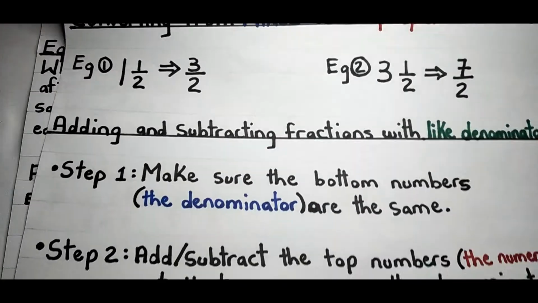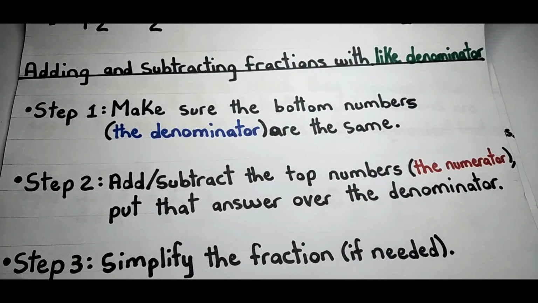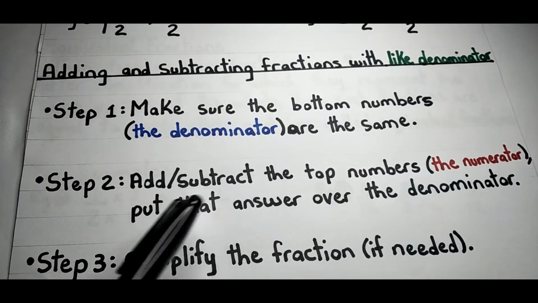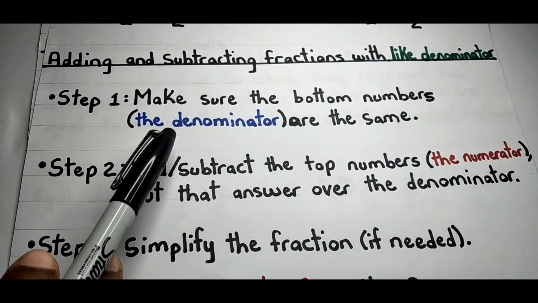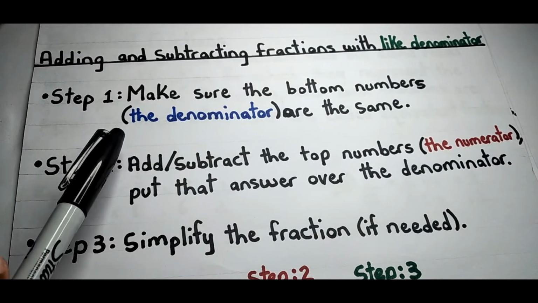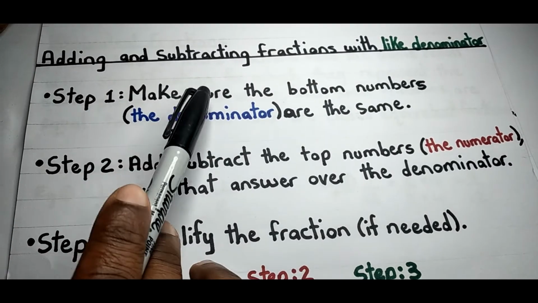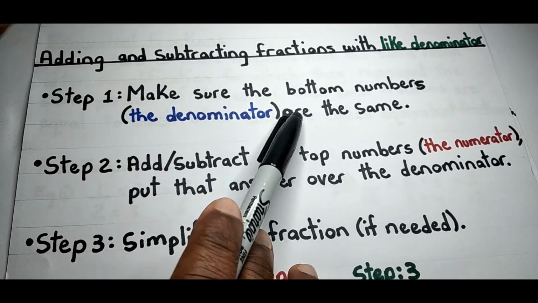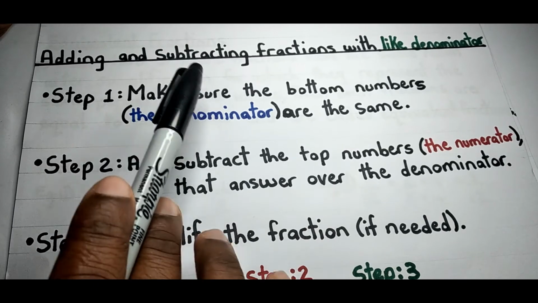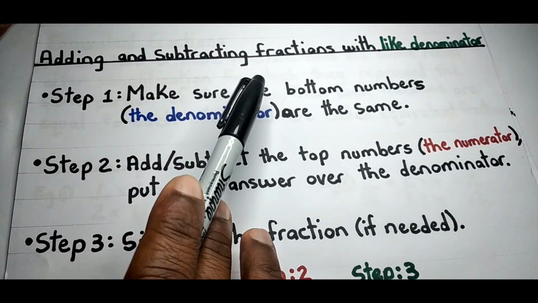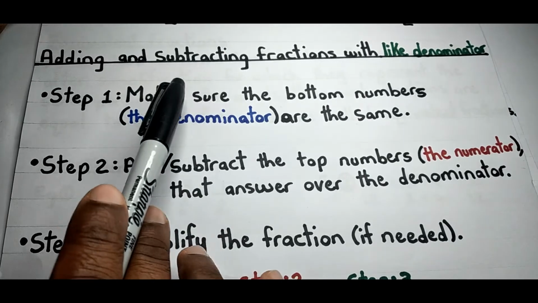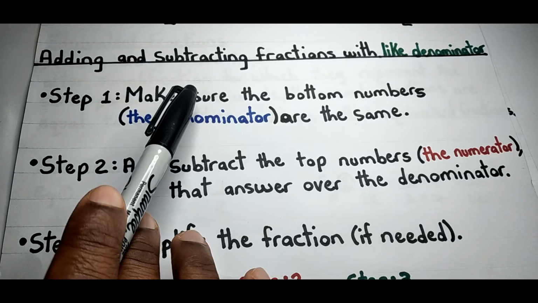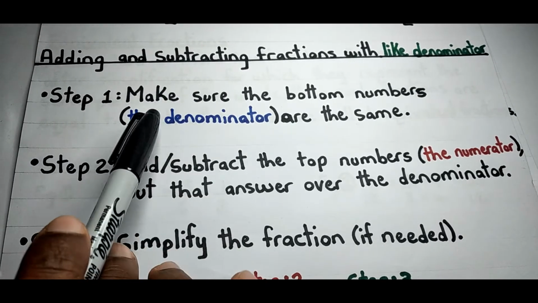Now let's look at how to add and subtract fractions with like denominators. That means that the denominators are the same. Now we have some steps laid out here. So step 1, we must make sure that the bottom numbers, which are the denominators, are the same. We must ensure that the denominators are the same, else it wouldn't be classified as fractions with like denominators. That means that the denominators must be the same.